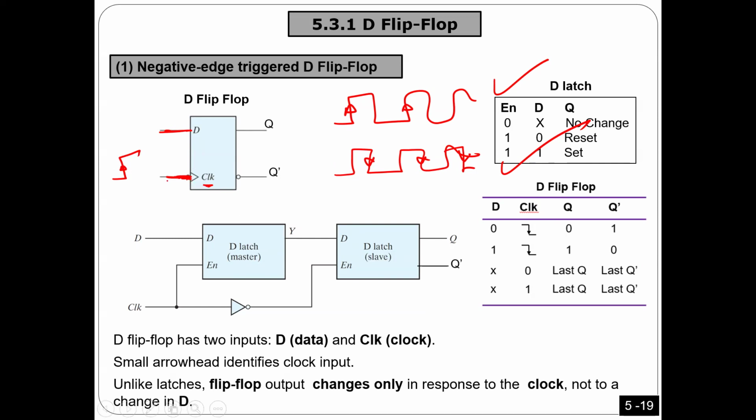But if there is a bubble here, first of all, this triangle is actually telling you this is a clock. So once you see a triangle, this is a clock. If there is a bubble, that means it is negative, so the action will be taken at falling edges. If there is no bubble, it is rising. If there is a bubble, it is negative, falling.